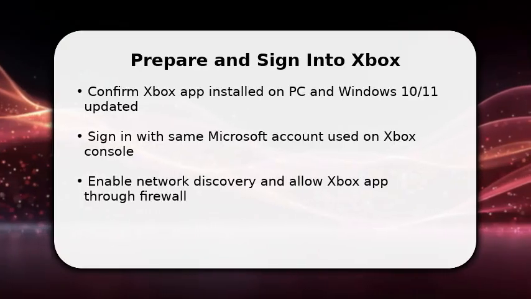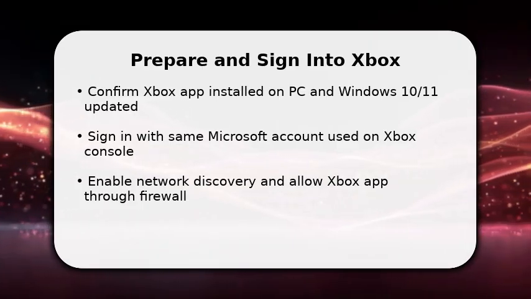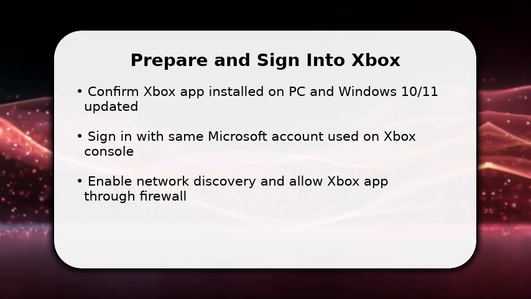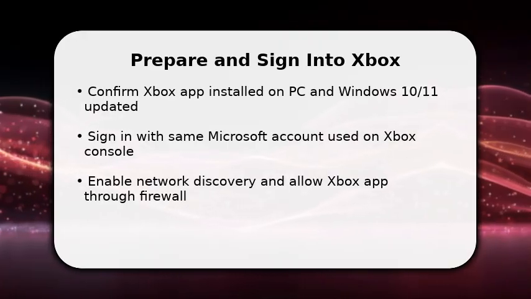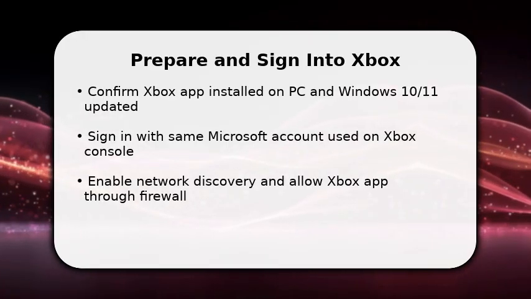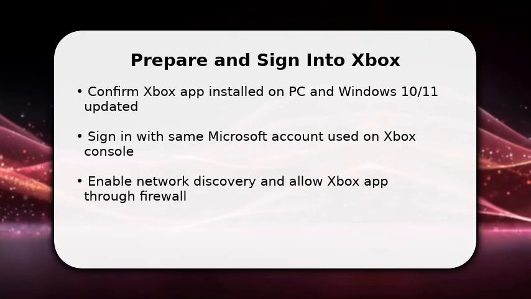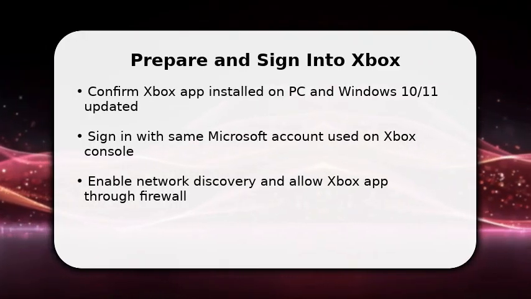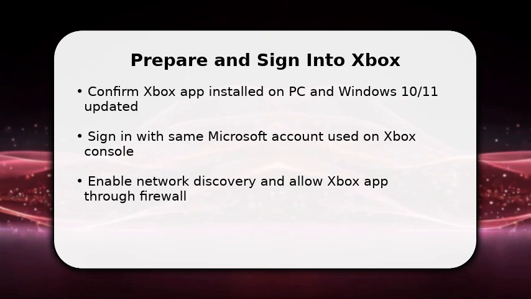You start by opening the Xbox app and signing in with the exact Microsoft account you use on the console. This links your clips. Once signed in, make sure Windows and the Xbox app are up to date so clip syncing works reliably. Next, enable network discovery and allow the Xbox app through your firewall. Otherwise, your PC can't see the console. These steps establish the connection and permissions needed before you try to transfer or view any recorded game clips.